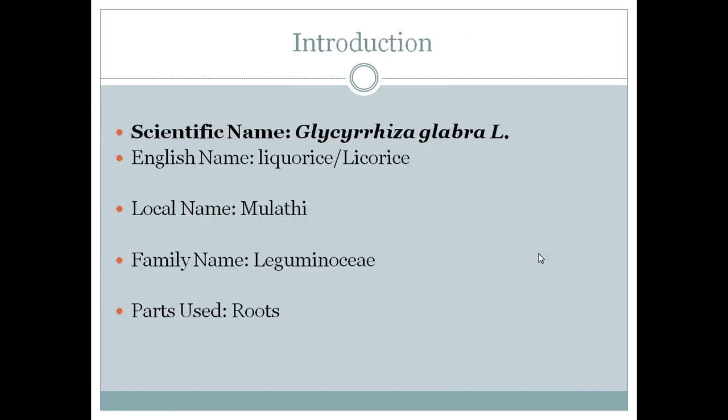Now, introduction of the drug first of all. Its scientific name is Glycyrrhiza glabra. In English, it is known as licorice. Locally, it is known as Muletti. It belongs to the family Leguminosae. Its roots are used.